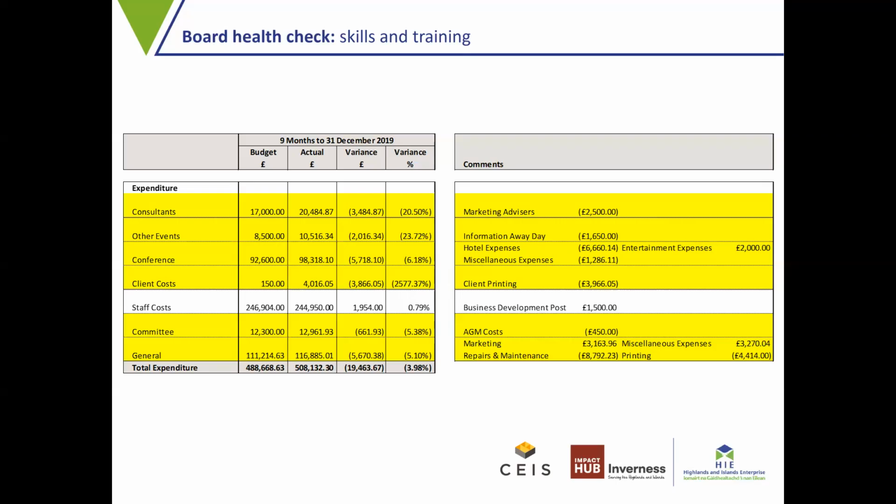Two positive variances of 3,163.96 for marketing and 3,270.04 for miscellaneous expenses, and then two negative variances of minus 8,792.23 for repairs and maintenance and minus 4,414 for printing.